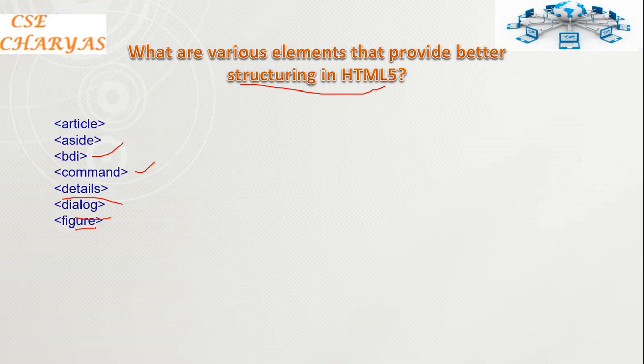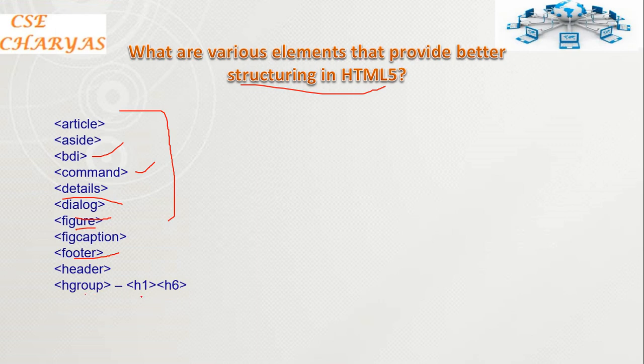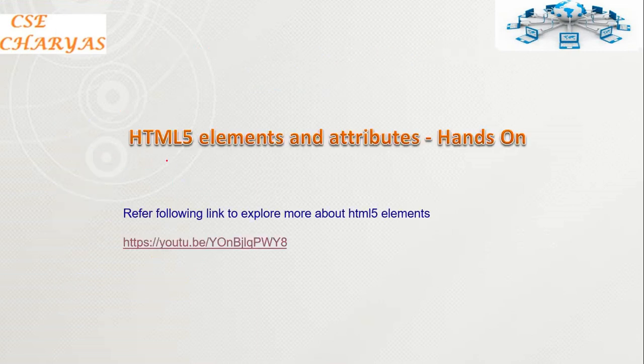Figure can show illustrations, diagrams, photos, and code listings. Figcaption, for figure also we can put the caption here. It adds a caption for the image specified by an element. These are various elements that provide better structuring in HTML5. The footer is also there, header, hgroup. Suppose to format any text data in a header, we can use H1 to H6, we can directly write it in that hgroup.